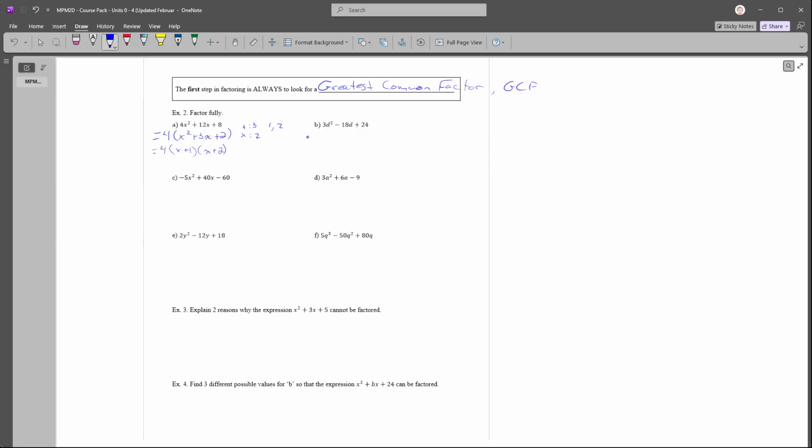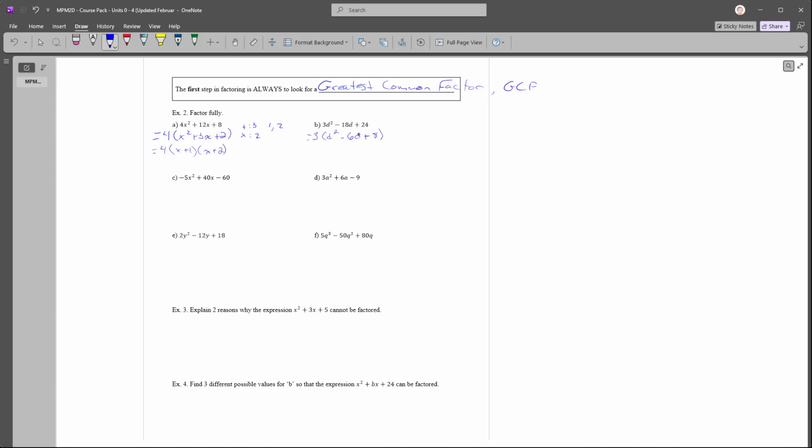Let's go to the next one. Exact same question, just simplify it first. What is our common factor? The only thing we have here is a 3. So we're going to take that out, so we end up with d squared minus 6d and plus 24. Oh, not plus 24, plus 8. Got ahead of myself there. I'm going to fix that d as well. There we go. Minus 6d plus 8.